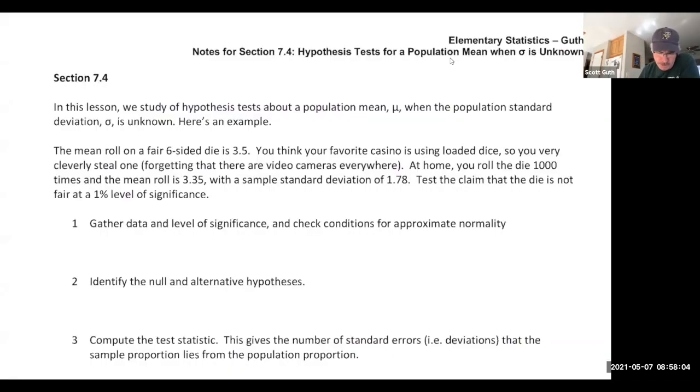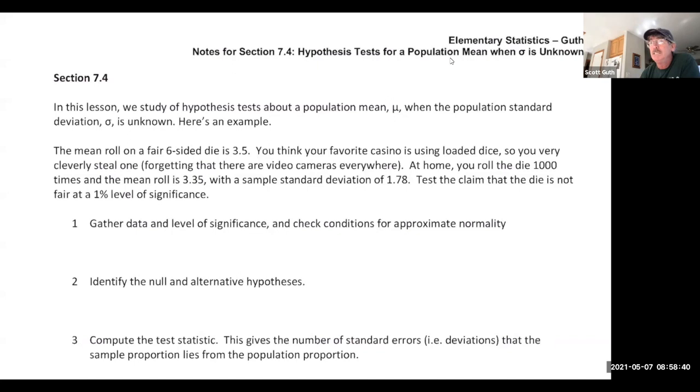Okay, so we're going to start on section 7.4 here. This is more hypothesis testing for a population mean, which is what we did in 7.3. But now we're assuming the population standard deviation is unknown. And as you know, when you don't know the population standard deviation, you have to substitute in the sample standard deviation. And when you standardize your mean, using a sample standard deviation creates more variability because every time you do it, you get a different standard deviation.